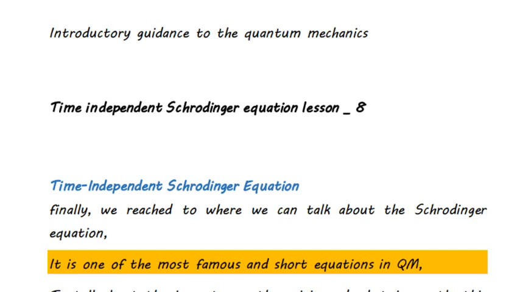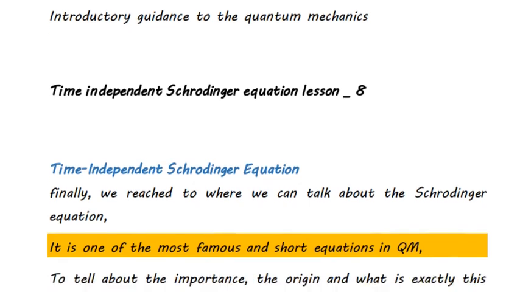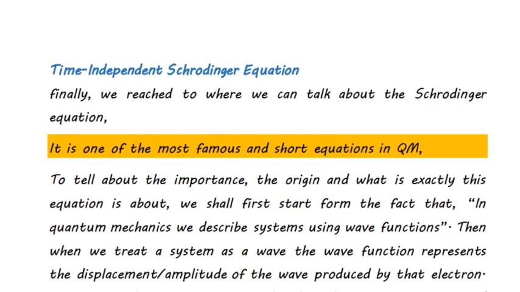Hello. Today we will start with a new topic in our introductory guidance to quantum mechanics series. It's about the time-independent Schrodinger equation, which is lesson 8. From this title, we can guess that we are trying to deal with some new terminology, which is the Schrodinger equation, but it is time independent. That means we are not taking the time dependent part of this equation in this class.